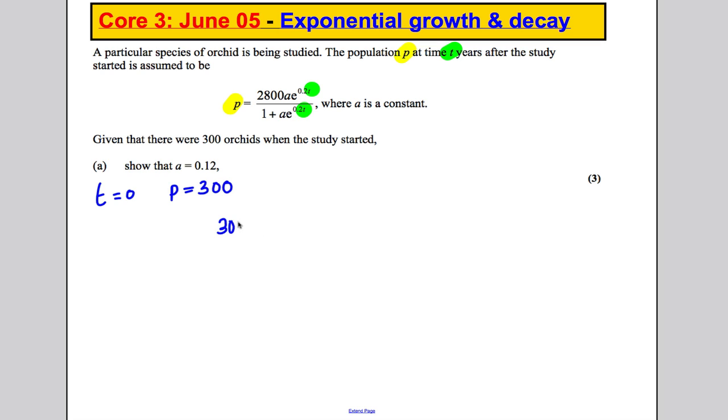So 300 must be 2,800A e to the 0.2 times 0, which is just 1, over 1 plus A. Because again, e to the 0.2 times 0 is 1. Multiply both sides by 1 plus A, and you get 300 plus 300A is equal to 2,800A. Subtracting 300A off both sides, 300 is equal to 2,500A.